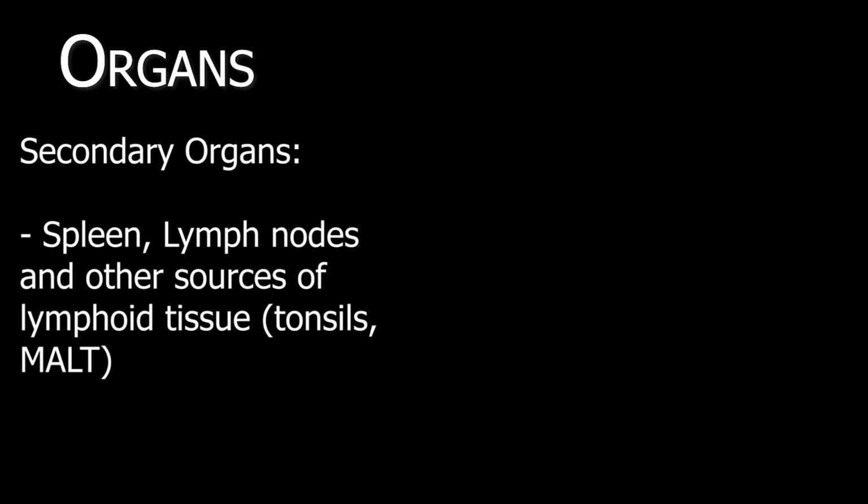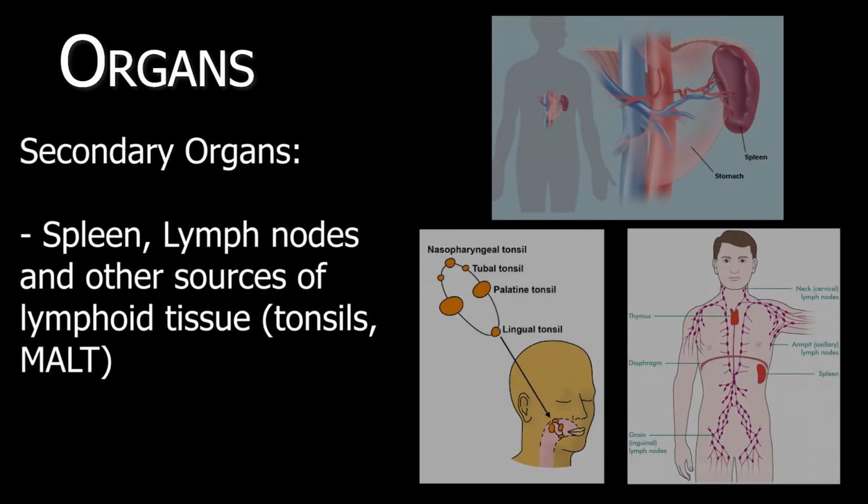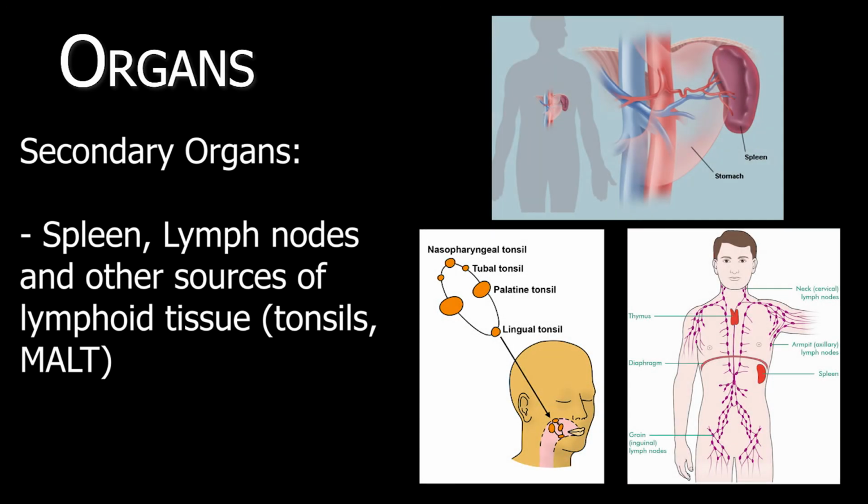Secondary organs include spleen, lymph nodes, and other sources of lymphoid tissue, such as tonsils and more. In these organs, cells present antigens to T and B cells so that specific immunity can develop. Essentially, once lymphocyte precursors leave bone marrow, they also find a place in secondary organs where they develop and grow independently.